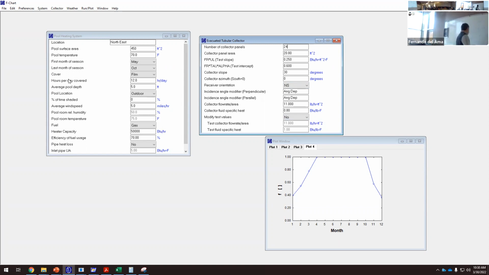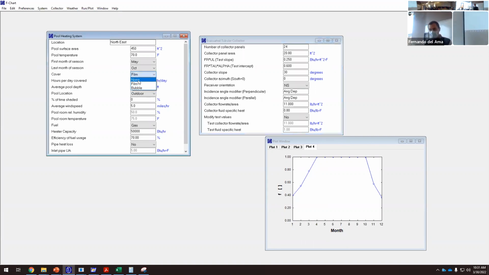If we cover at night, we can cover the pool. If we do that, we don't have heat exchange because at night the temperature will be lower than 70, so we won't lose energy. So that's the goal. Do we really want to keep the temperature at 70, or we just don't mind? If we don't mind, don't use a cover, just select none and plot.